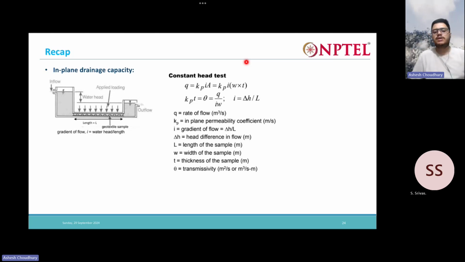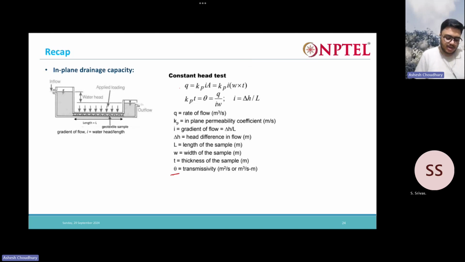In that case, this in-plane flow capacity is defined in terms of what? Defined in terms of the transmissivity, theta. Transmissivity theta can be easily determined with the help of various tests such as the constant head test, where you maintain a constant head across the geotextile and the composite that you are going to use as a filter, and you measure the flow happening in some amount of time. So you get the total volume of water flowing, then you divide by time, you get the flow.